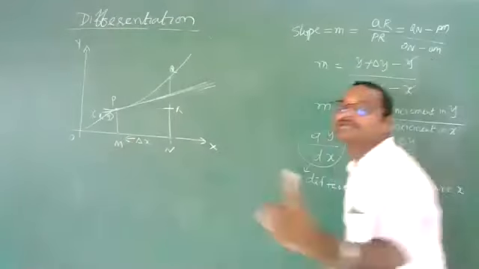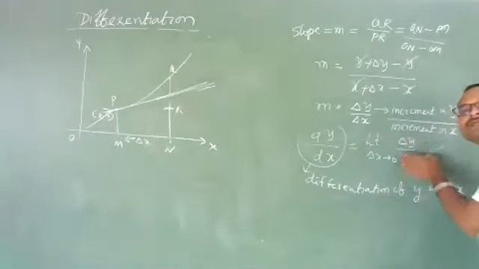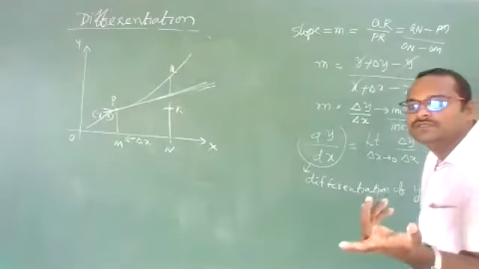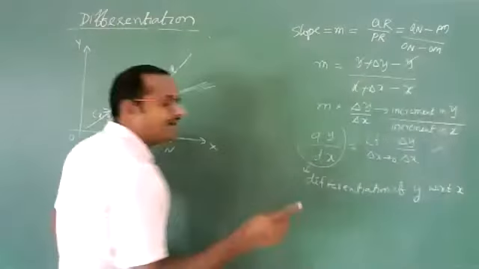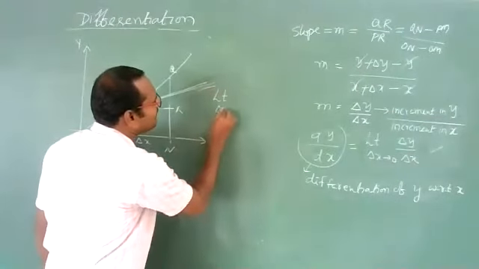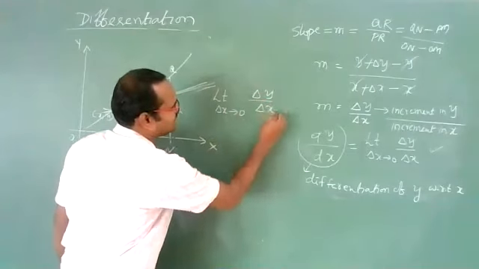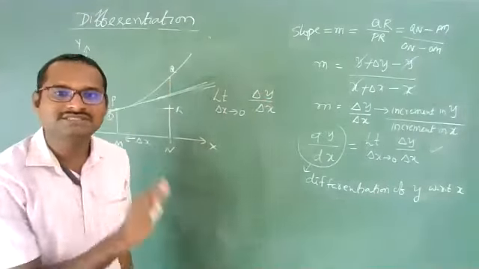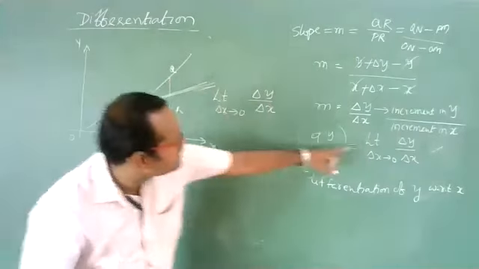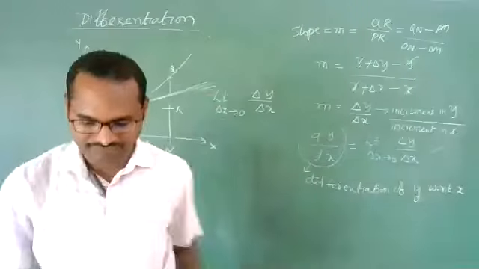How much should it decrease? It should not become zero. If it becomes zero, it will become undetermined again, which is not useful. What should happen is that delta X should approach zero. Means you need to take the limiting value of delta Y by delta X. This limiting value gives you the slope of a curve.